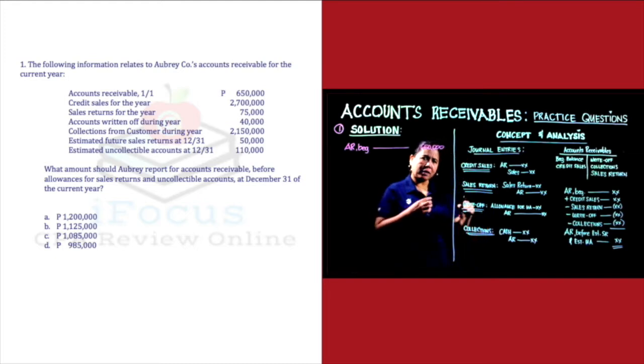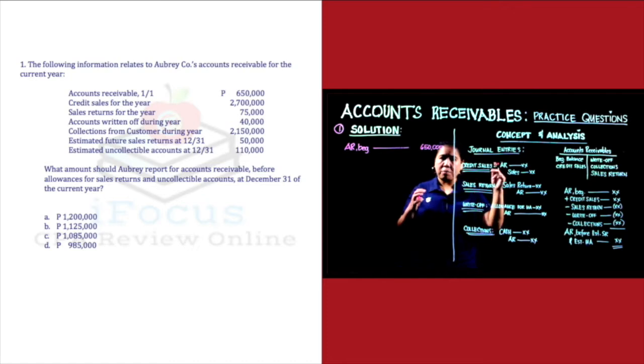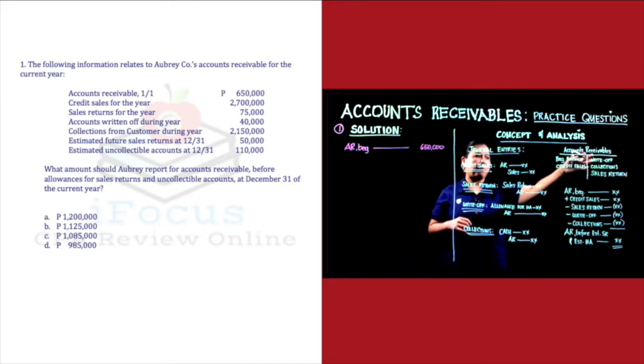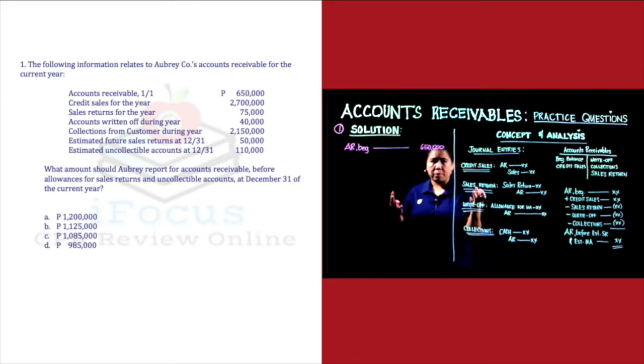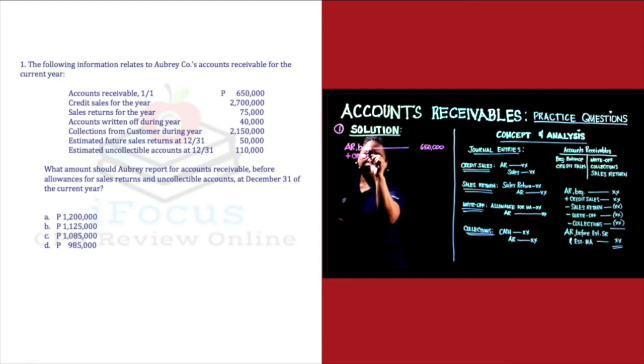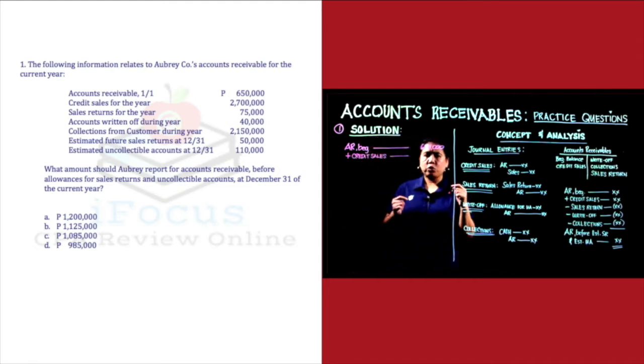Alright, second item is the credit sales for the year. So sa credit sales, ang entry natin is debit to accounts receivable and credit to sales. Alright? Ang effect niyan sa ating accounts receivable ay additions. So when you debit an accounts receivable, nag-a-add ka sa accounts receivable na yan. So we add credit sales amounting to 2,700,000.